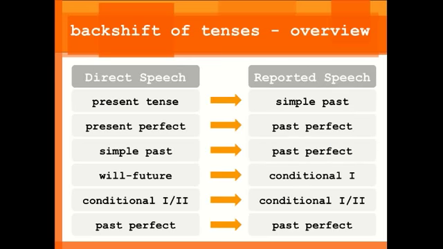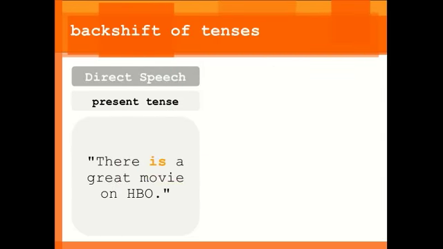The present tense becomes the simple past, the present perfect becomes the past perfect, the simple past also becomes the past perfect, will future will become conditional 1, and the 2 conditionals and the past perfect will actually stay the same in the reported speech, no matter if the speech verb is in the present or in the past tense. Now let's go through this one after the other.